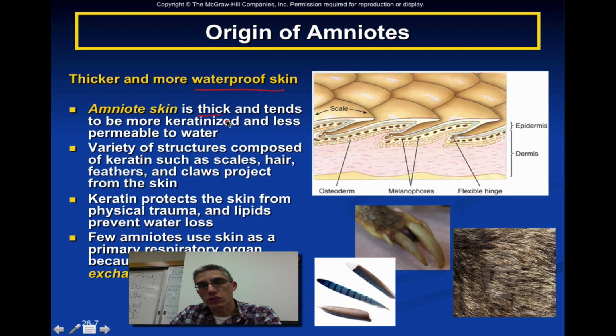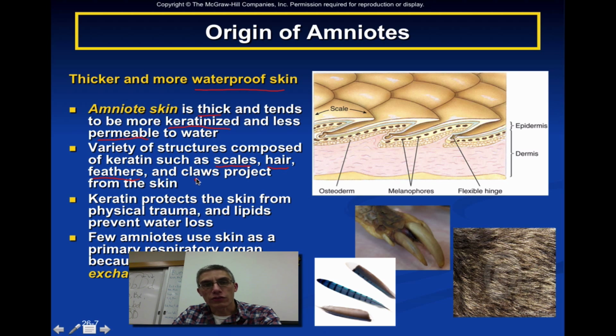So if you've ever looked at a snake or a lizard, you notice they have a pretty thick skin. It tends to be a bit more keratinized and a little less, or actually quite a bit less, permeable to water. Now there's going to be a variety of structures composed of keratin that you're going to find in these animals. Of course, not only reptiles, but we're also going to look at the other amniotes like the birds and the mammals. But in the reptiles in particular, you're going to see the scales that are going to be keratin-based. In mammals, you would be looking at the hair. In the birds, of course, you'd be looking at the feathers.